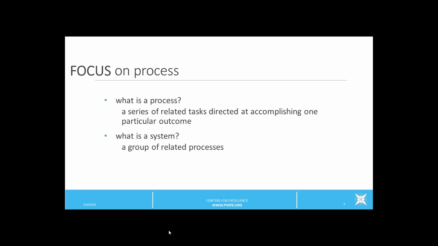A public health example would be our immunization system. Documenting vaccination status at school entry is just one process in the larger system. It's important to understand the differences between the two. A system is too big in scope to be practical for an improvement project. You wouldn't get far before feeling overwhelmed if you set out to improve our entire immunization system, for example. But what if you began improving the different processes that make up the immunization system? You'd get a lot further with that approach.